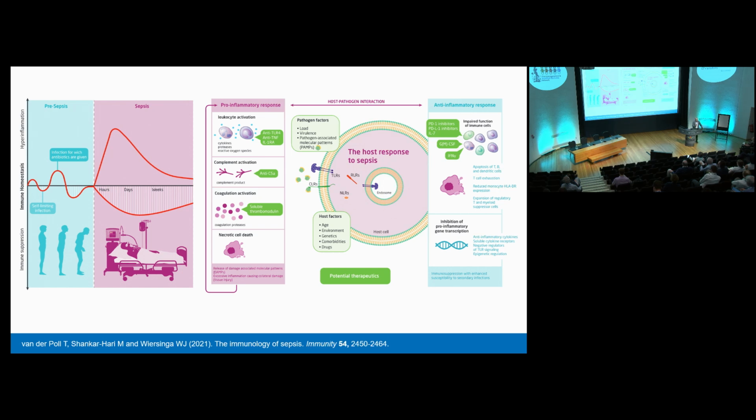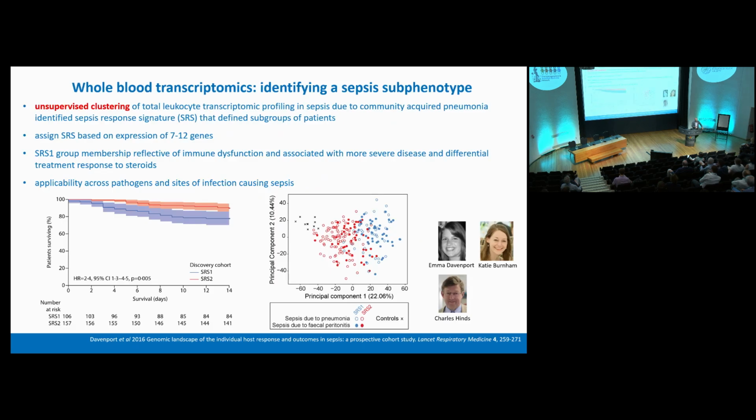So there have been a variety of reviews published. This is a very nice one from Tom van der Pol and Manu Shankar, which capture some of the different mechanisms that people have proposed in terms of how sepsis might be driven, and we'll touch on these in a bit more detail. But essentially, we don't know in which patients a particular mechanism might be predominant, or indeed at what stage of the illness.